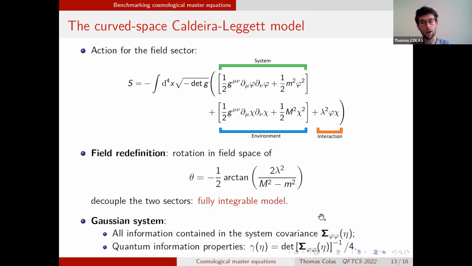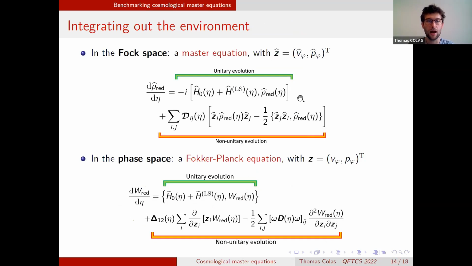So now that we have given an exact description of this very simple model, it's time to integrate out the heavy field and look at the effective description obtained by a master equation. So if I integrate out the heavy field, I obtain this kind of master equation in the Fock space. You can see that it's a dynamical equation for the quantum state of the system. It has a unitary part which contains the free Hamiltonian and the so-called Lamb-shift Hamiltonian, whose role is to renormalize the parameters of the free theory, on top of which we have also a non-unitary part. And this non-unitary part is a bit hard to interpret in the Fock space.